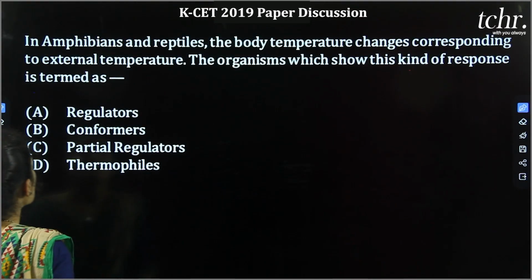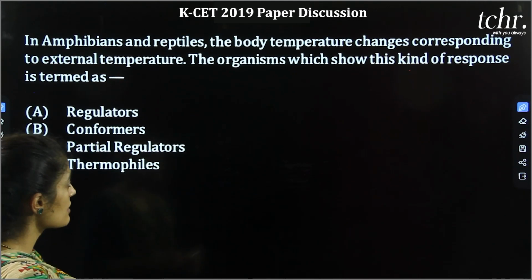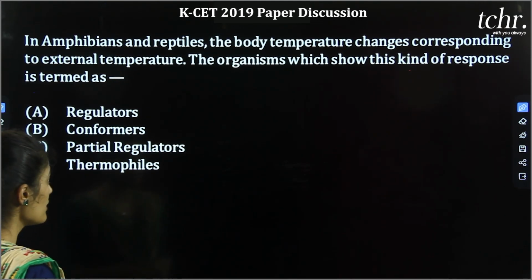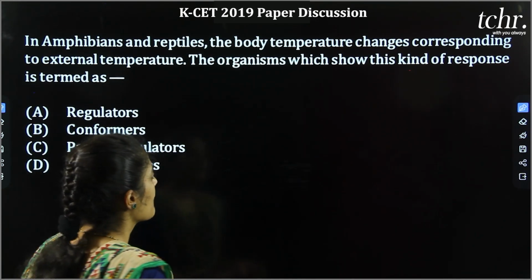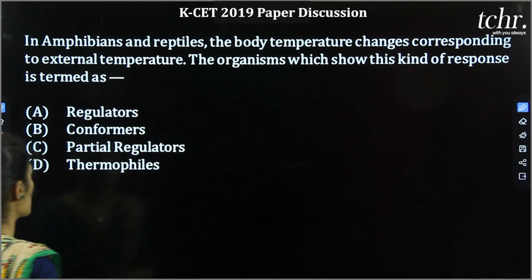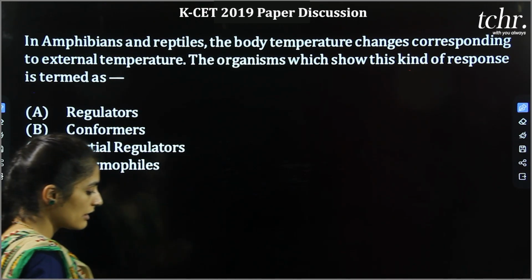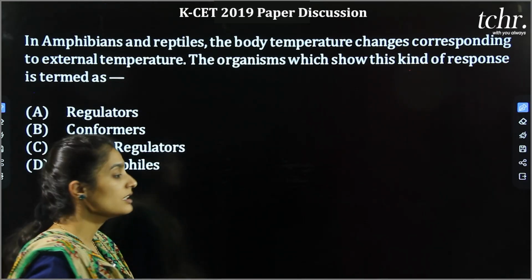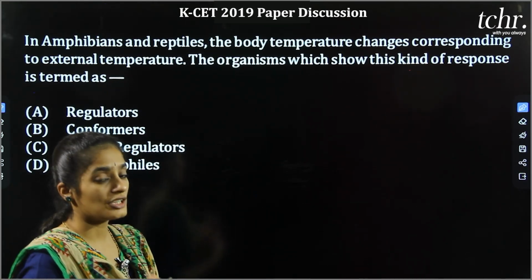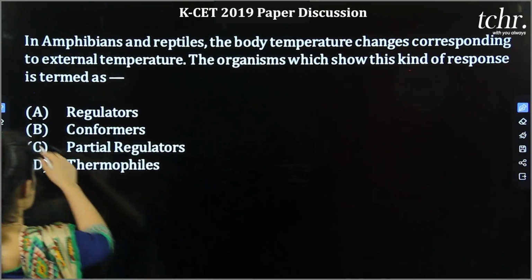Next one is, in amphibians and reptiles, the body temperature changes correspond to the external temperature. The organisms which show this kind of behavior response are termed regulators, conformers, partial regulators and thermophiles. Regulators are actually able to maintain their internal body temperature. Conformers are the ones whose body temperature varies based on the environment, and the option is B.